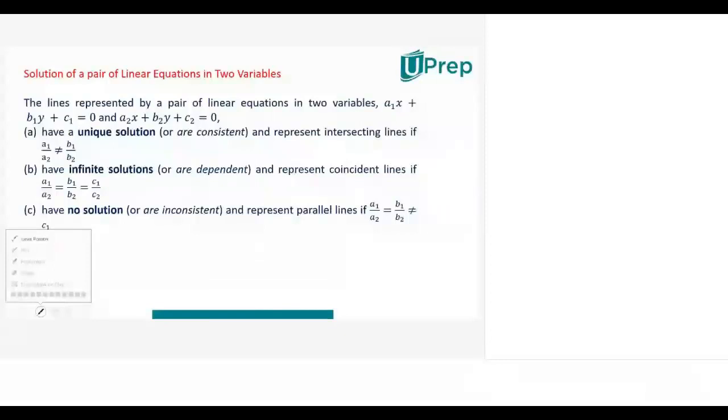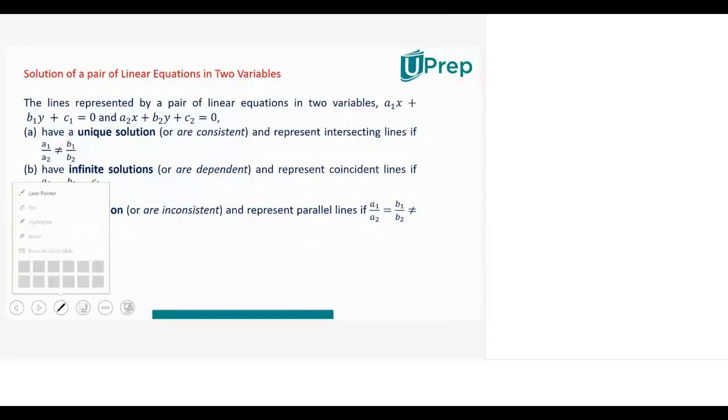If a1 by a2 equals b1 by b2 equals c1 by c2, then these equations will have infinitely many solutions. Now, when a1 by a2 is equal to b1 by b2 but not equal to c1 by c2, then they will have no solution. It means those two lines represent parallel lines, and we know that parallel lines will never intersect. If they never intersect, they will not have any point of intersection. That's the reason we say that the system of equations has no solutions.